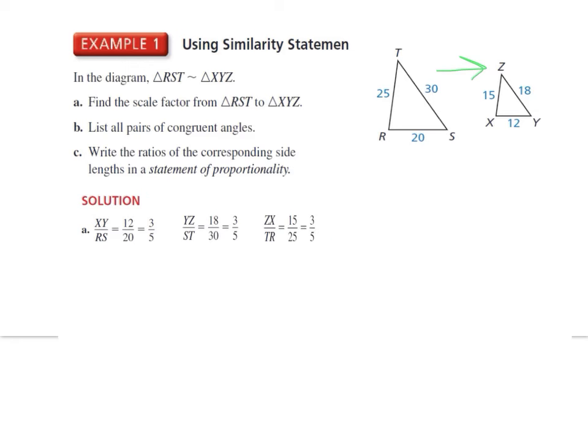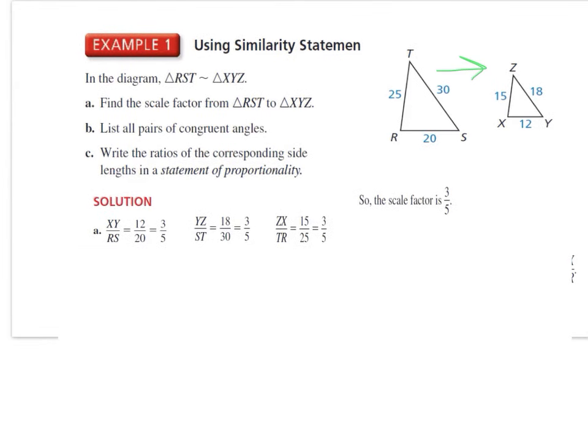So as you can see, they all have the same ratio. So the scale factor is 3/5. So if I were to multiply 3/5 times every side of the bigger triangle, that will get me the smaller triangle. Next, let's look at all the corresponding congruent angles. Again, order of your letters matters. So we have R first, then we have X first. So R corresponds to X.